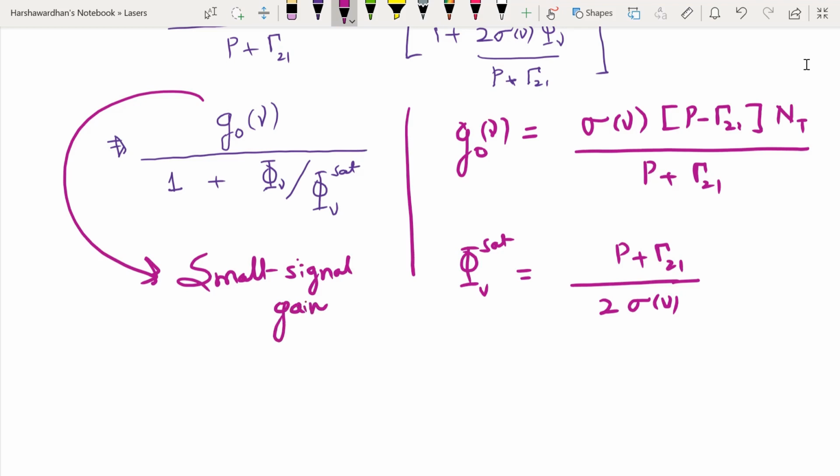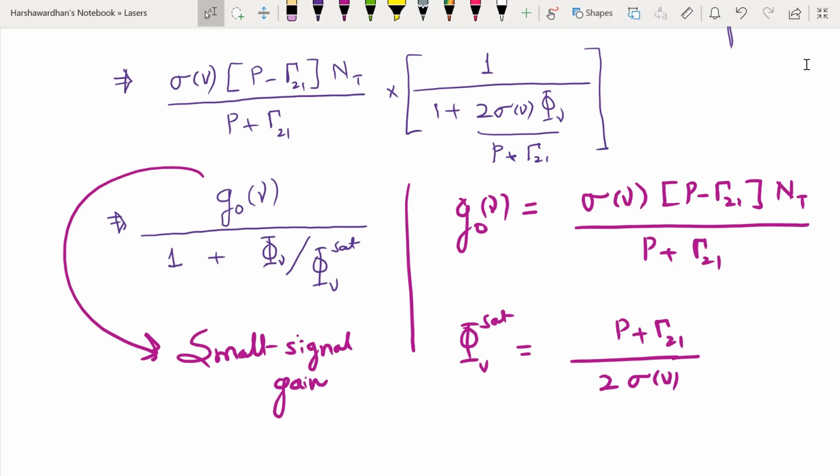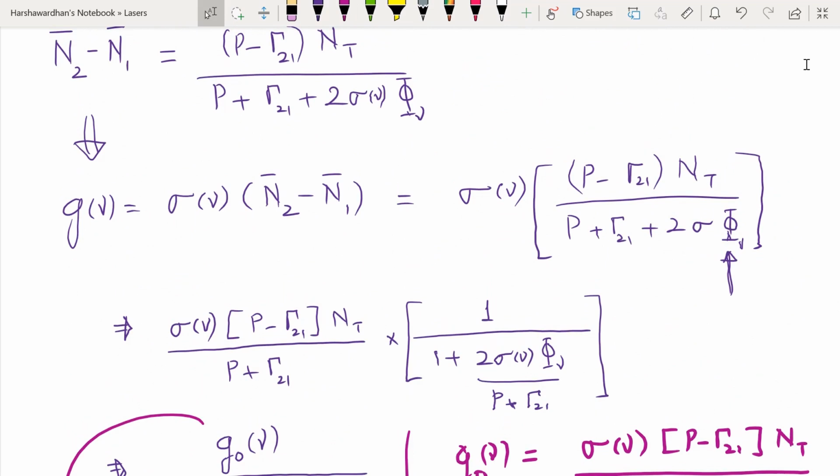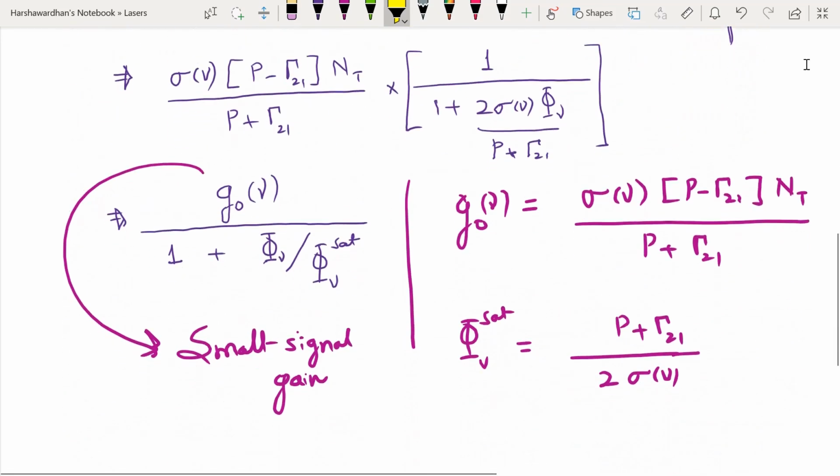It is obvious why. That is, if I set my photon flux, that is the lasing number of photons within the cavity, to 0, then this is the gain I would get, right? That's why it's called the small signal gain. And it's important to note that the largest gain possible in the system is when this term phi of nu is 0, right? If you look at this term, phi of nu is what is decreasing the gain. If I set this to 0, what I get is basically the largest possible gain, which is the small signal gain.